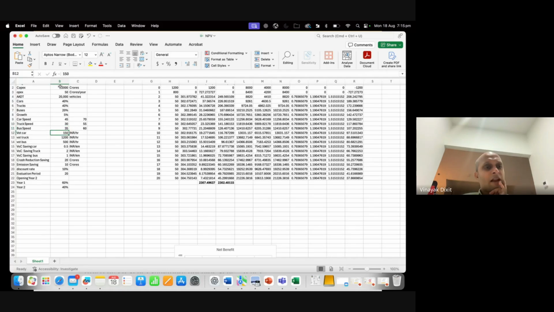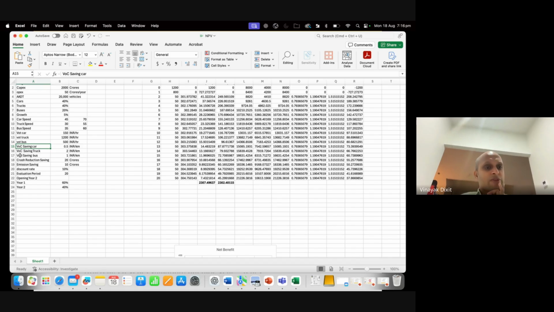And then we have value of time. So value of time savings is basically telling you that if I save 1 hour, it is worth 150 rupees of benefits we have realized. If we have saved 1 hour on a truck, it's 1,200 rupees. And for a bus, it is 500 rupees. All right. Again, this is the value of vehicle operations.